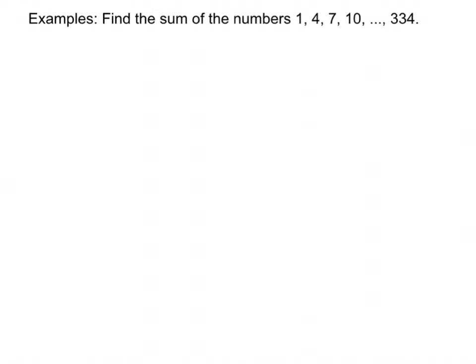When you're dealing with a sum, remember there are two formulas. The first formula requires that we have the first term, the number of terms, and the nth term. Those are the three things that we need. The second formula requires the first term, the number of terms, but this time the common difference.